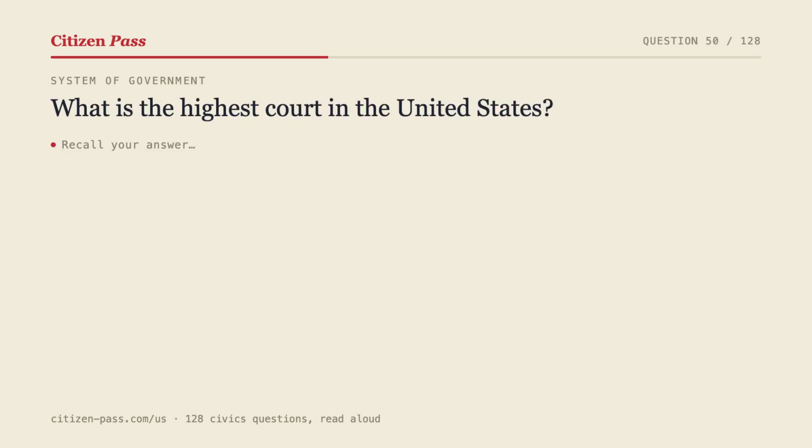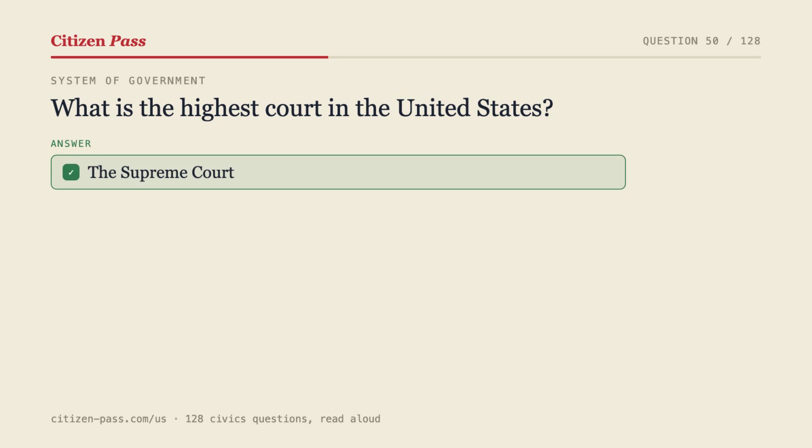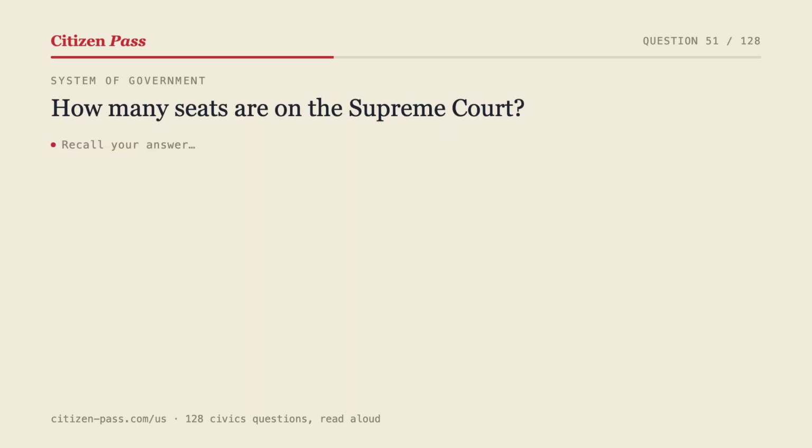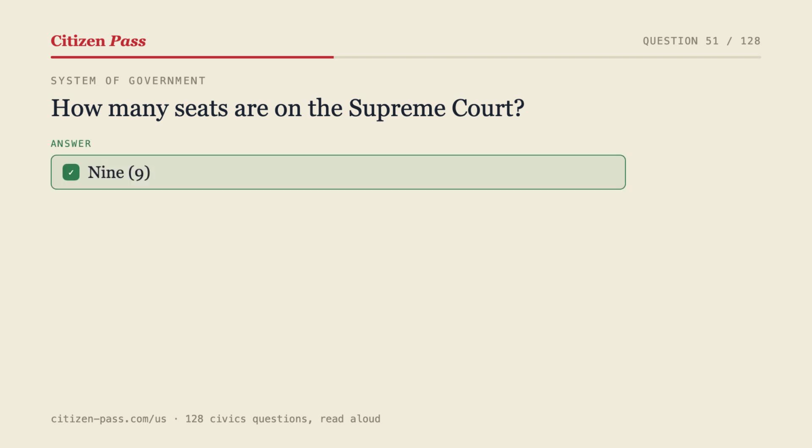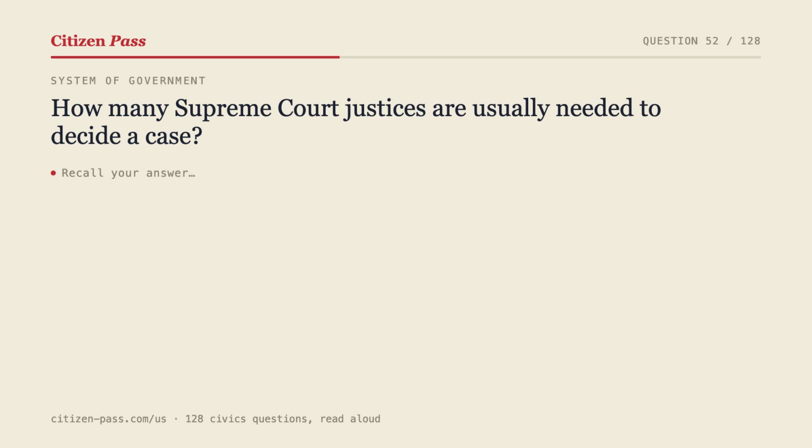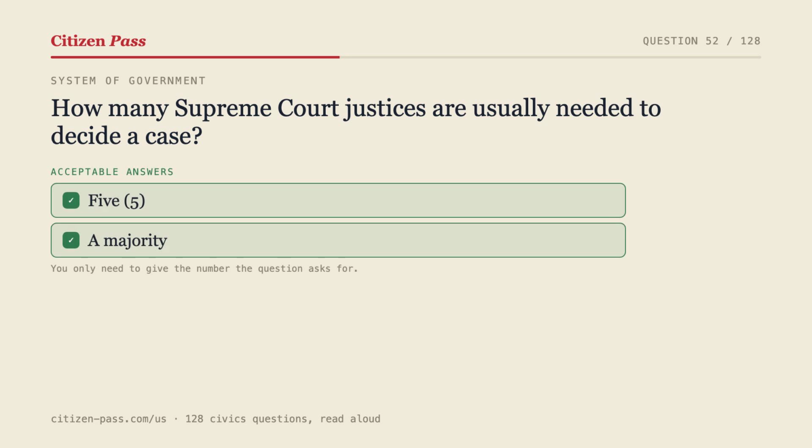What is the highest court in the United States? The answer is the Supreme Court. How many seats are on the Supreme Court? The answer is 9. How many Supreme Court justices are usually needed to decide a case? Acceptable answers include 5, or a majority.